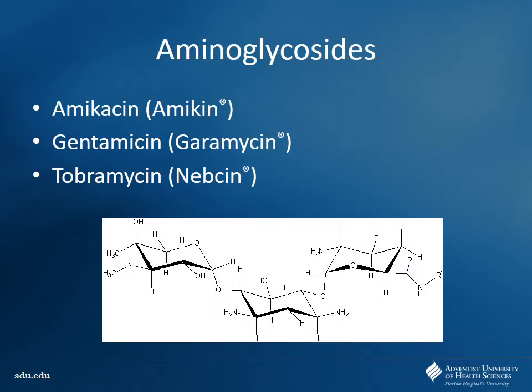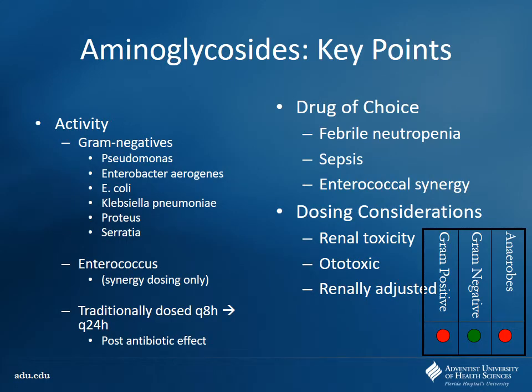Next up, another good group of gram-negative killers is our aminoglycosides. In this group, we have amikacin, gentamicin, and tobramycin. The big thing to note with coverage here is that these are gram-negative killers only, including Pseudomonas, a lot of Enterobacter, E. coli, and Klebsiella. So this is a really good gram-negative killer.